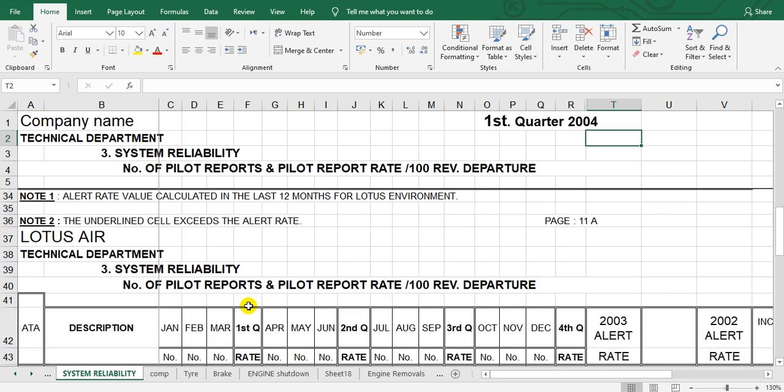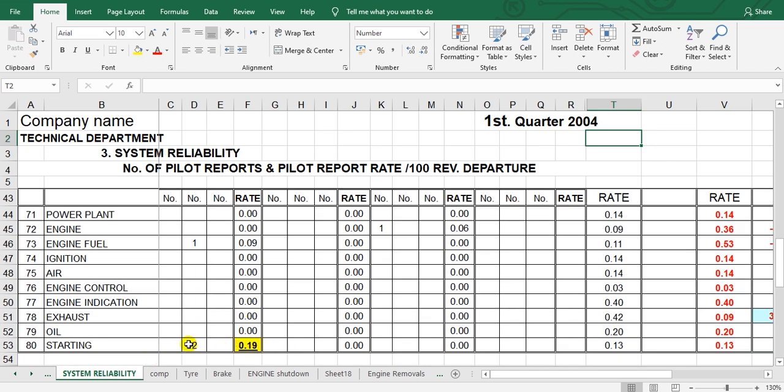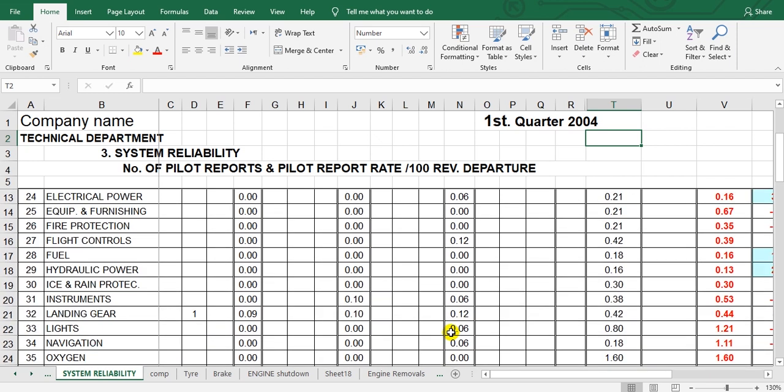What is the alert note? The alert note is issued when the system or the component rate is more than the alert value. Okay, so this is the first time. But if you are a start-up airline and you have no data for component removals, pilot reports, maintenance reports, or structure reports, you will ask the manufacturer representative to give you the initial alert values to make your study. After the accumulation of 12 months of data, the company itself calculates the alert value and begins the study with the company's alert value.